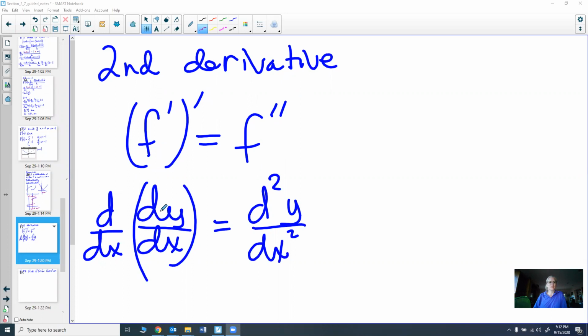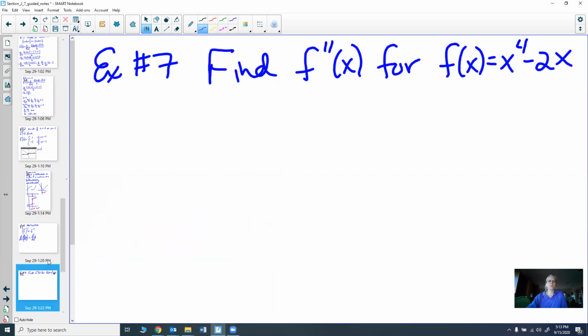If you want to use Leibniz's notation, then you have dy/dx. You're then going to take the derivative of that with respect to x. So we have d/dx of dy/dx. There's 2 d's, so that's d squared. There's 2 dx's, so that's dx squared. So we can talk about finding the second derivative because we have this first derivative of the function. So let's go ahead and do an example of finding the second derivative.